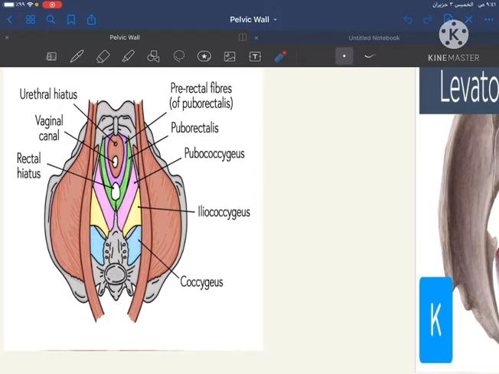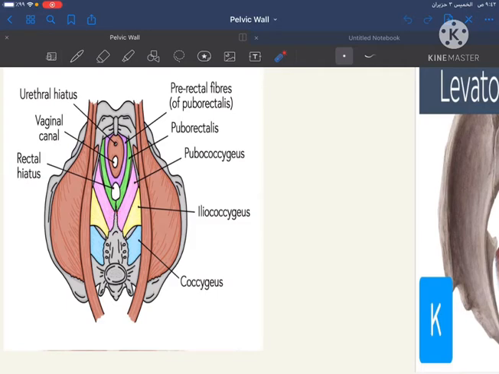Also, this anterior fiber forms the levator prostatae and the sphincter of the vagina. The intermediate fibers are composed of two parts: puborectalis, which inserts into the rectum and forms a rectal sphincter around the junction between the anal canal and the rectum, while the pubococcygeus inserts into the anococcygeal body.